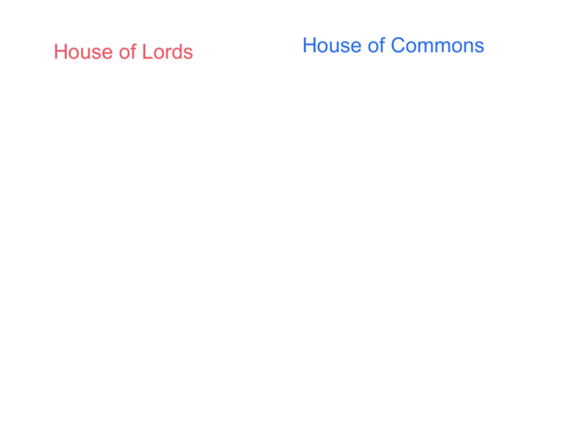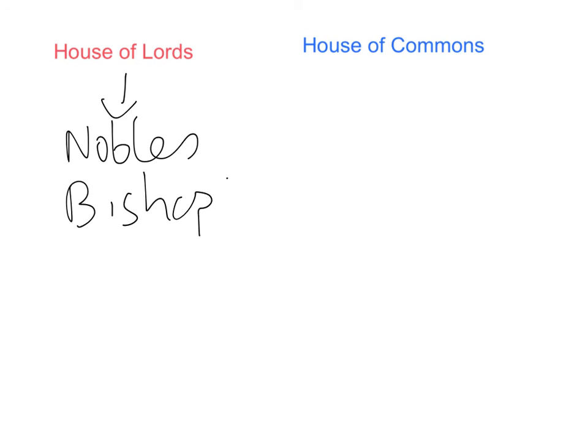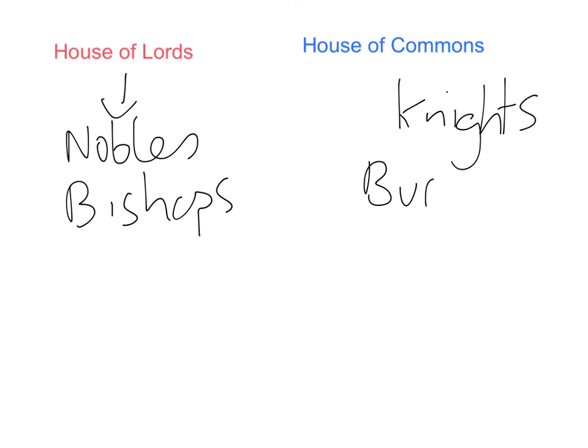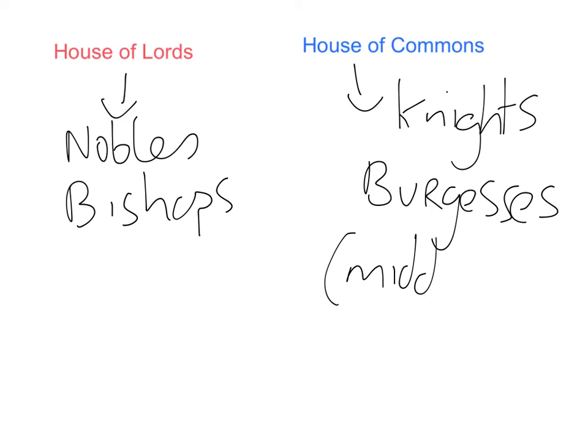Okay, so the House of Lords and House of Commons was how the Parliament was divided into two parts. The House of Lords was made up of the nobles and the bishops, and the House of Commons was the more ordinary people, the knights and the burgesses. So representatives of these groups of people came to the Parliament to discuss and decide things with the king. The burgesses are like the middle class people. This is a new class of people that arose during the commercial revolution in the Middle Ages.